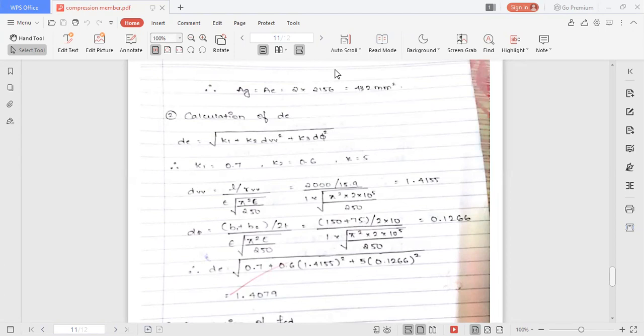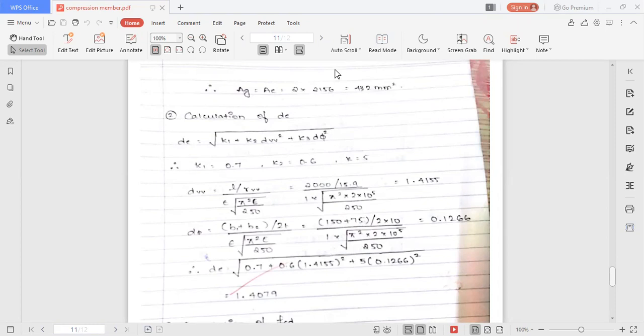Thickness is 10. Then epsilon again, 1 pi square into e, that is 2 into 10 raised to power 5 upon 250. So lambda phi comes out to be 0.1266. Substitute all the values in the given formula for lambda e. So you get the value of lambda e as 1.4079. If anyone is having any doubt up till here, you can ask. Otherwise, proceed for the solution.